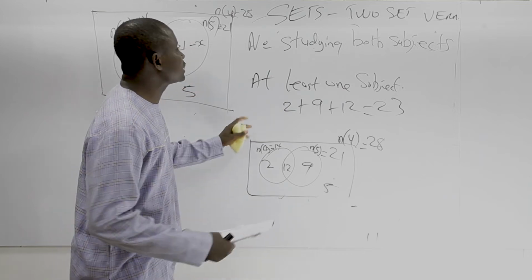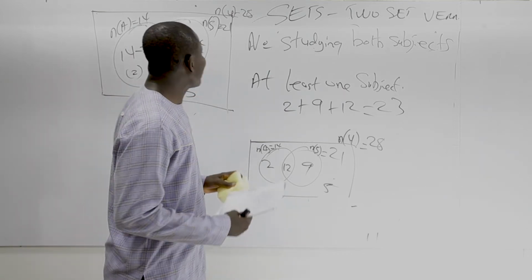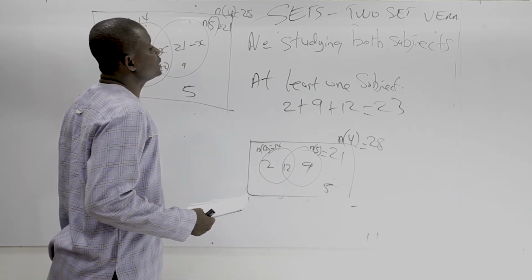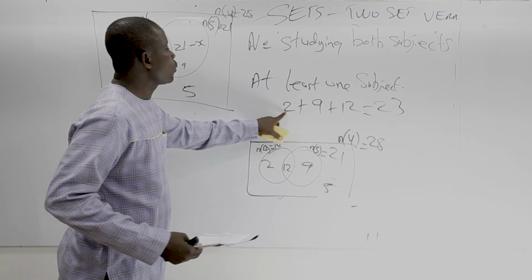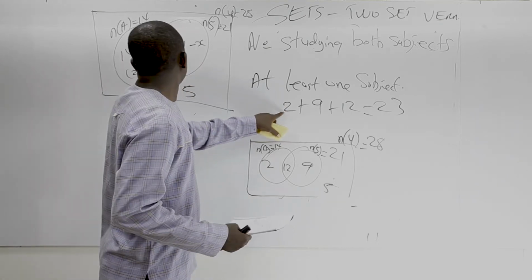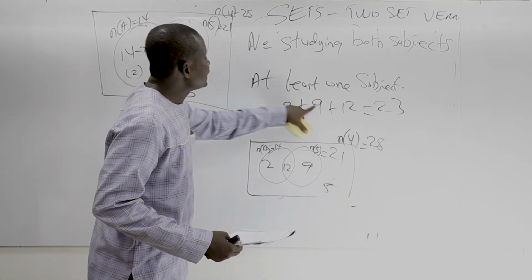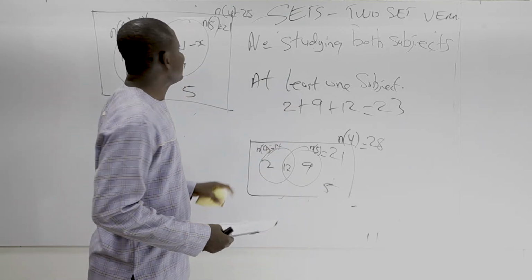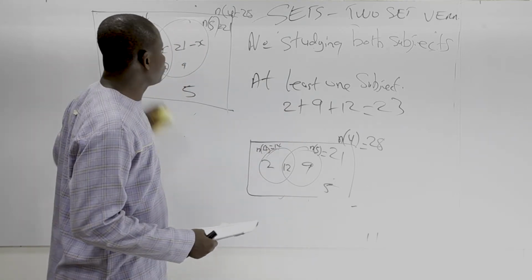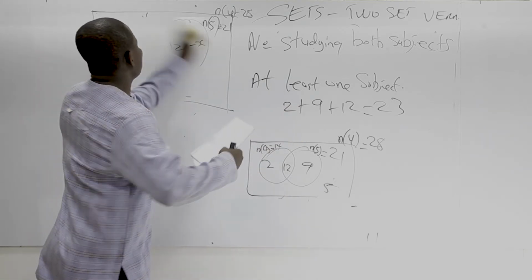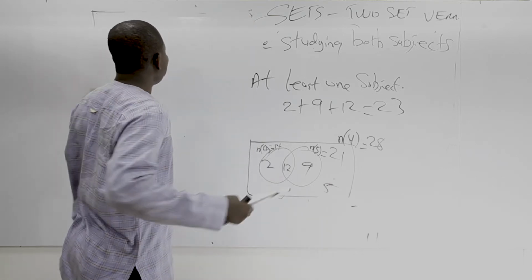So at least one subject is what? It is 23. That is, one-subject people are 2, where 2 is only agricultural science. Then 9 is only integrated science. Then plus those who offered both subjects. And that is what we are having over there. All right?